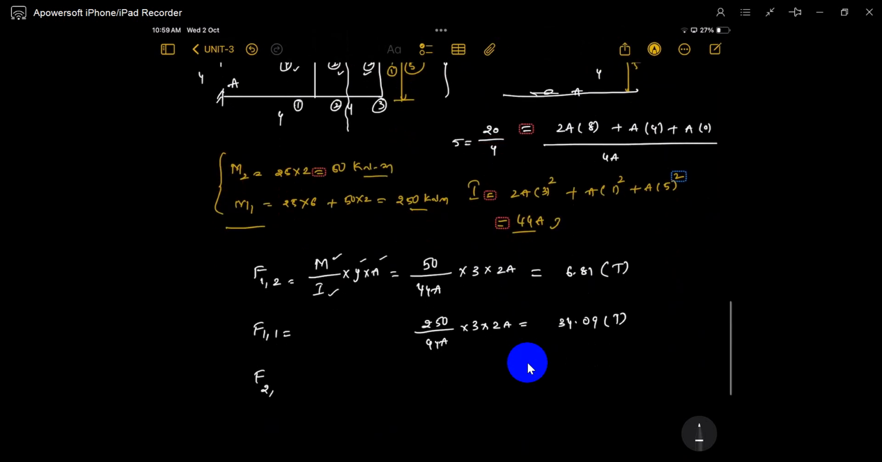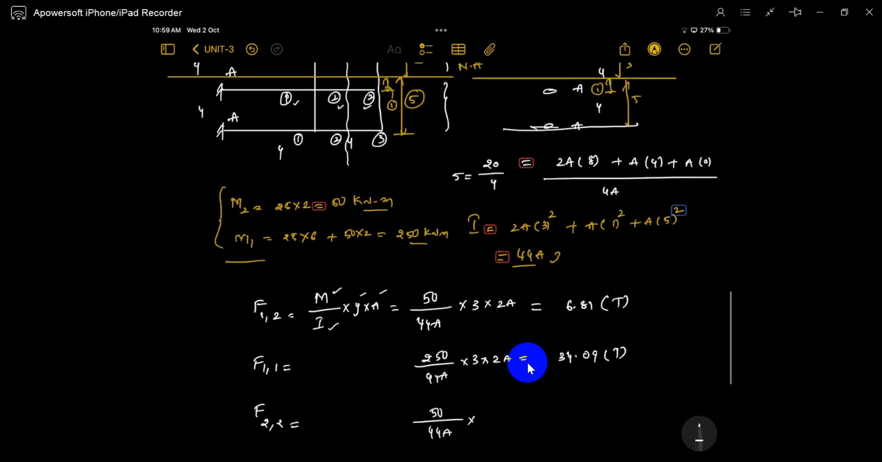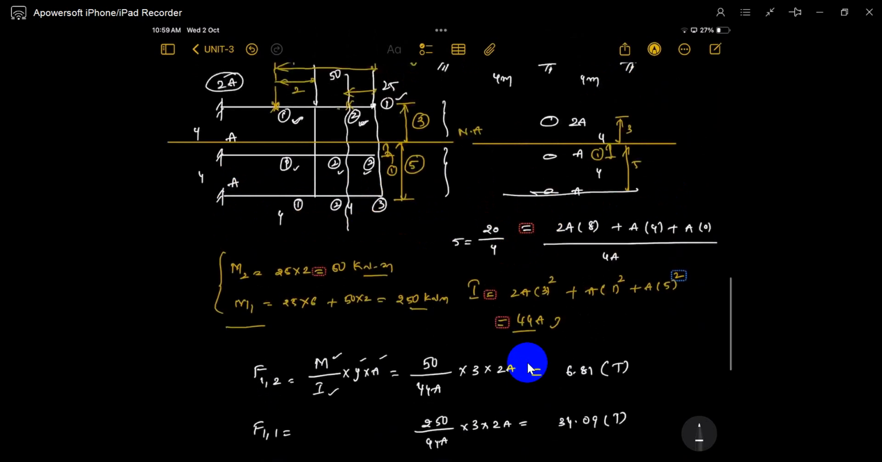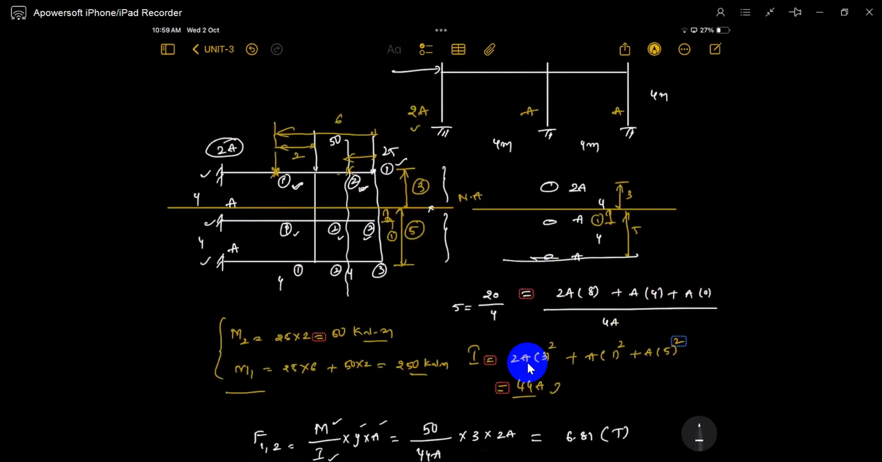Now comes the second column, second story. What is the moment? Moment of the second story doesn't change. Moment of inertia doesn't change. Distance from nodal axis is 1. And area of that column is A. 50 divided by 4A, 1.13. Is it tension or compression? Below the nodal axis is compression. So this column and this column must be in compression. This column is in tension. This is clearly explained by the cantilever.